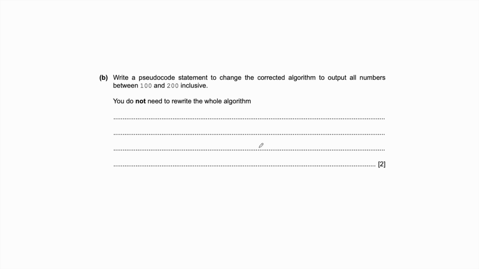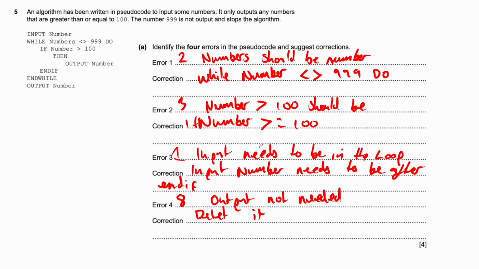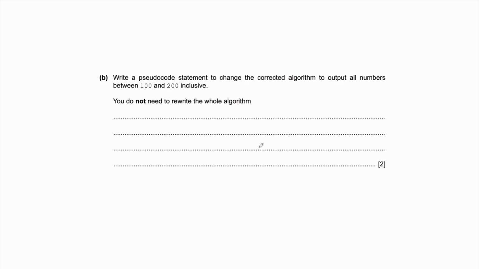Right, write a pseudocode statement to change the corrected algorithm to output all numbers between 100 and 200 inclusive. You do not need to rewrite the whole algorithm. So they're just interested in the bit which is going to make it deal with different numbers. Okay, so first of all, let's figure out what that part would be. So we go back. The part that's controlling this is if number is greater than 100. And we want it to deal with between 100 and 200. So it's the if statement that we want to change.